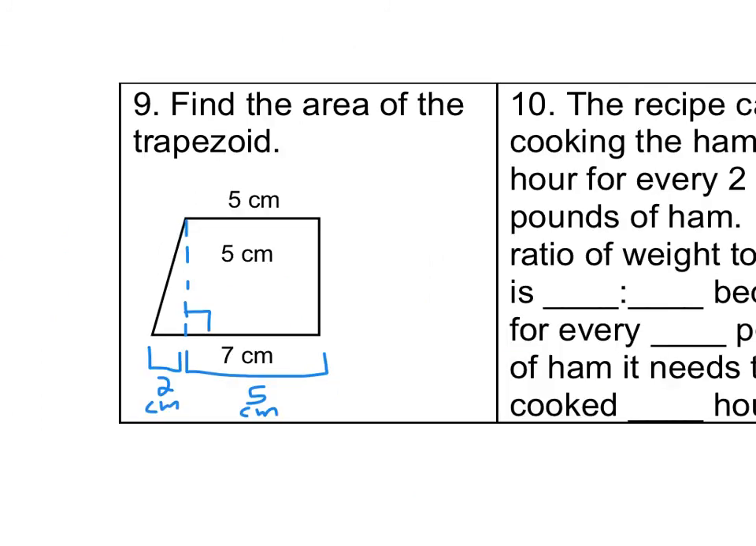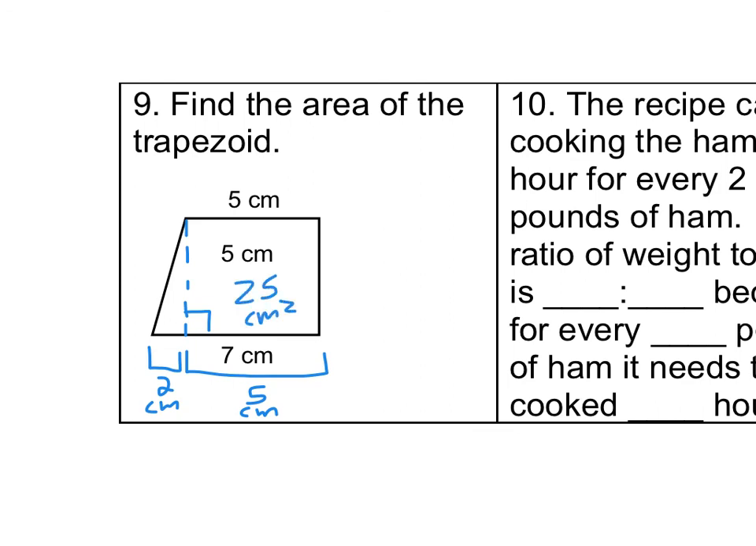Now, with trapezoids, remember, you want to make them into two different or three different shapes, depending on what you need. This must be a right angle. It didn't say that, but it must be. And so when I draw this down, right, 5 centimeters is on top. That means this bottom of the rectangle has to be 5 centimeters, which out of 7 would leave me 2 more. So I'm going to have a triangle with base 2 and height 5 centimeters, and a 5 by 5 square, because again, it's 5 here and 5 up and down. So the square is just length times width, which is 25 centimeters squared.